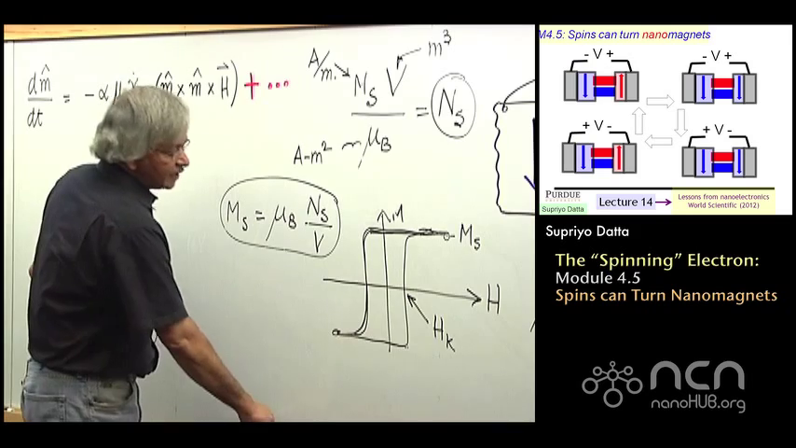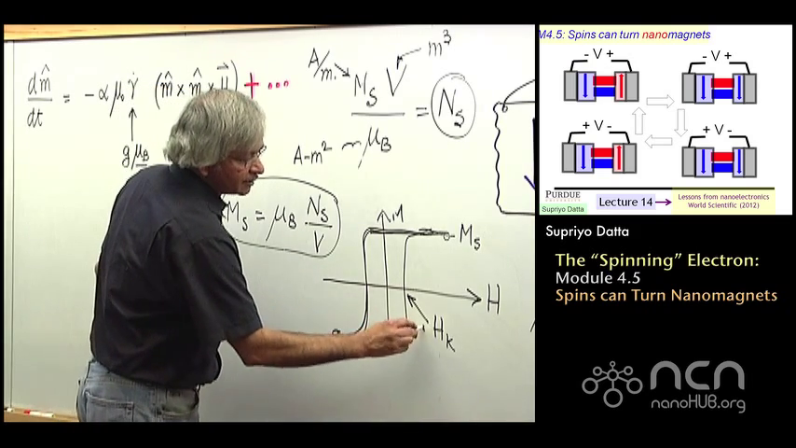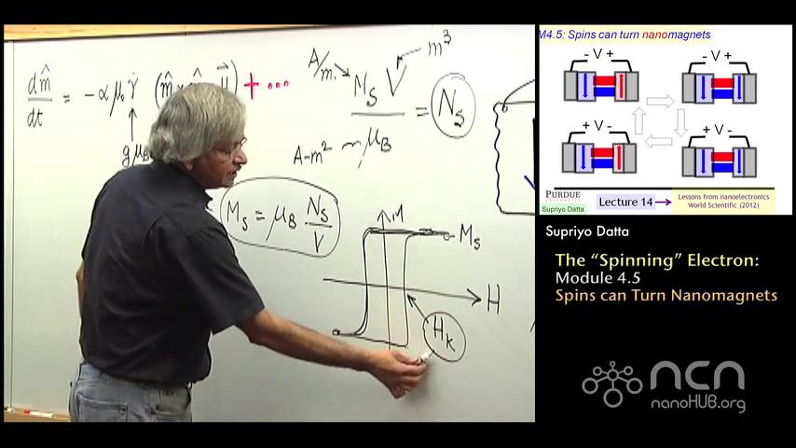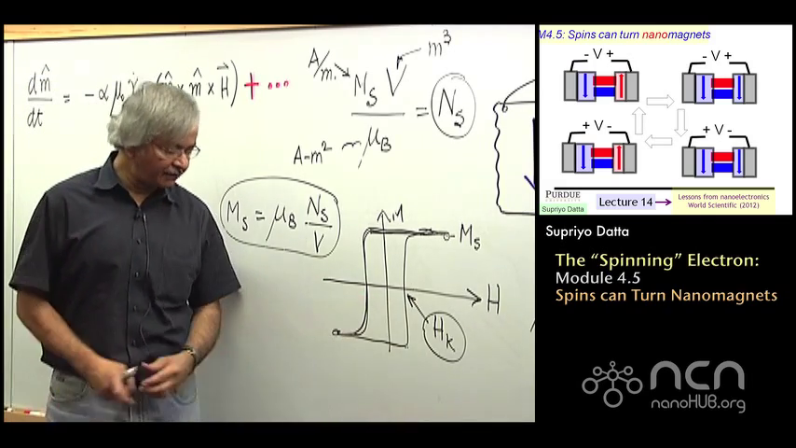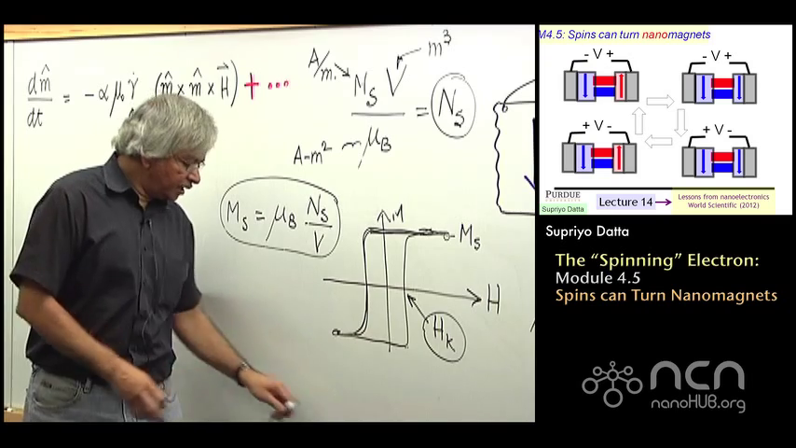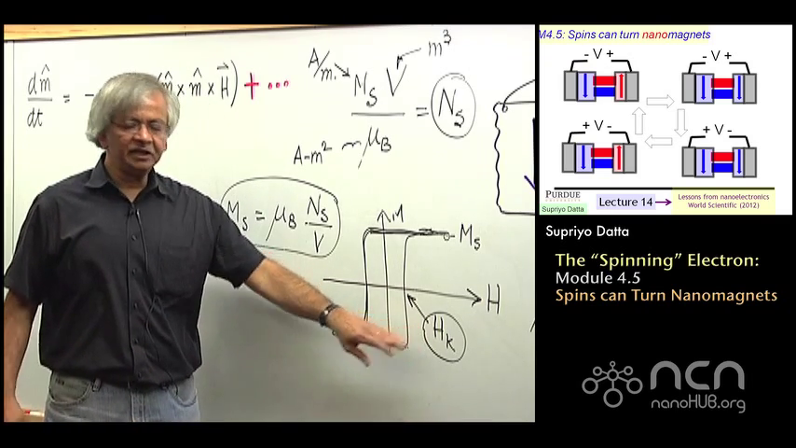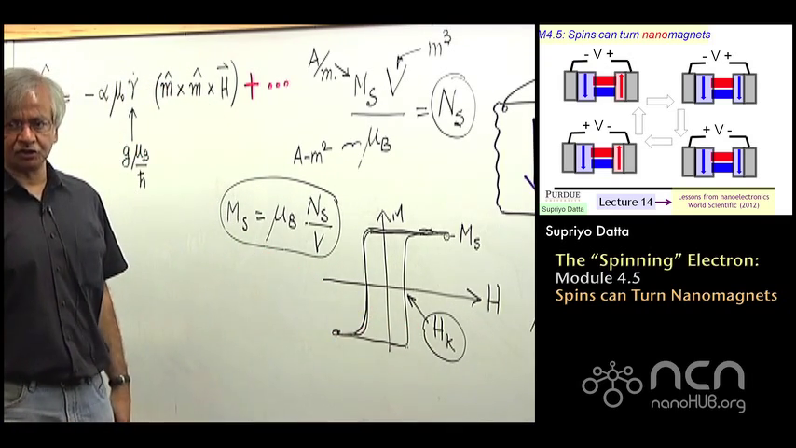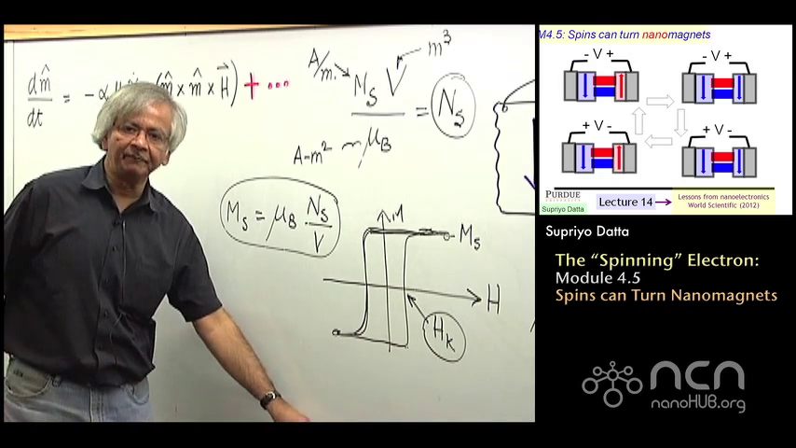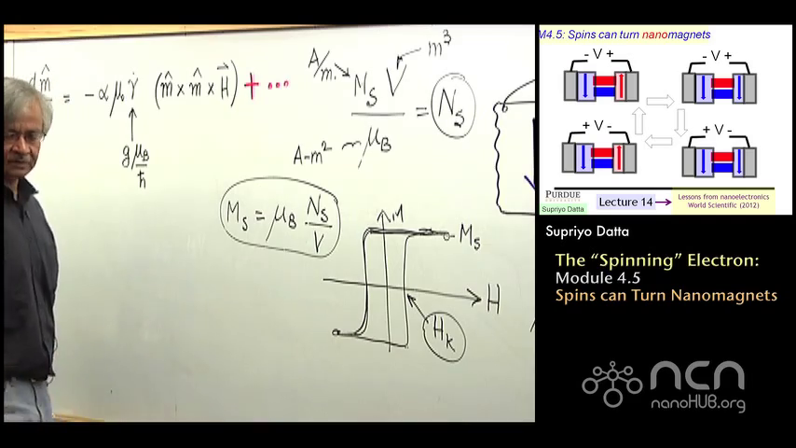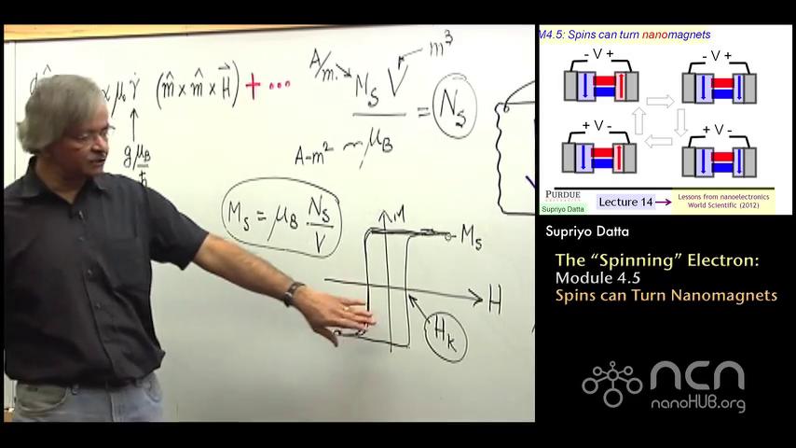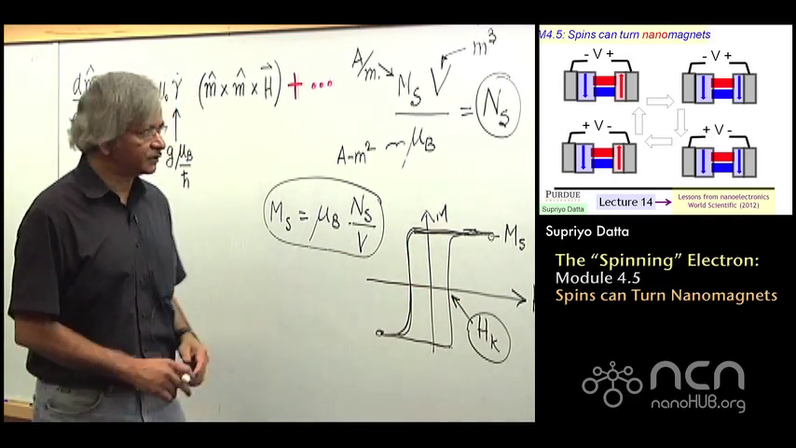Now, HK is a measure of the field that you need to actually switch a magnet. So typically you'd need a field of say about 100 Gauss or so. 100 Gauss in MKS units would be about 1/100th of a Tesla. So that is the kind of field you might need to switch a magnet, see?